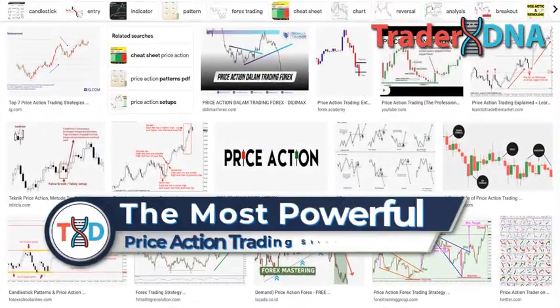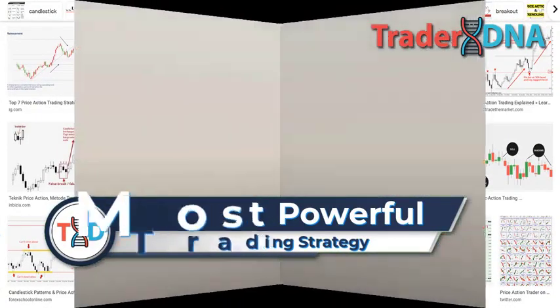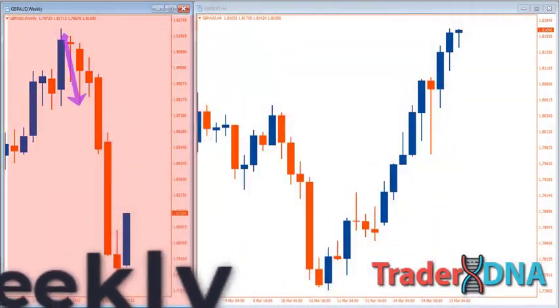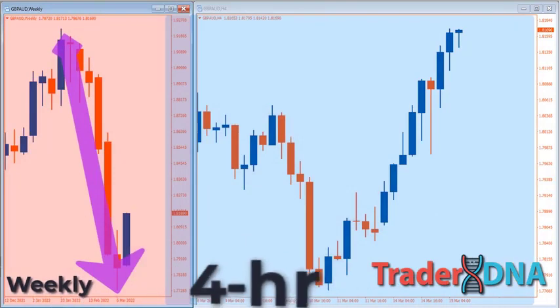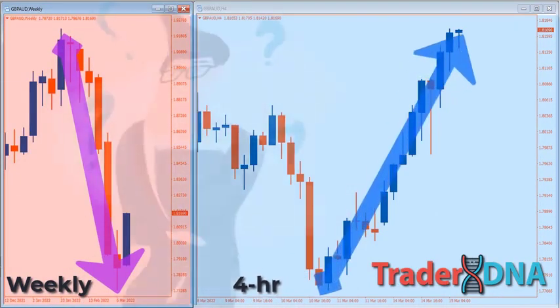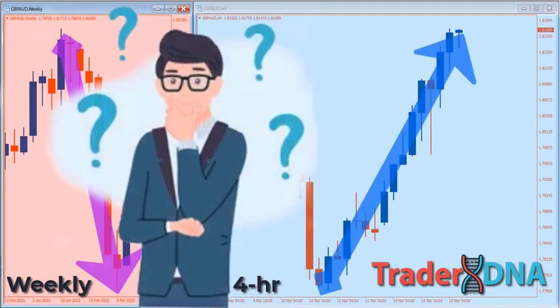The most powerful price action strategy. You look at the weekly time frame, or perhaps the daily time frame, and the price action context looks bearish. However, when you look at the 4 hours or 1 hour chart, the context looks bullish. Now you're not sure if you should go long at your trade location or be worried about that seriously bullish trend on the 4 hours chart.